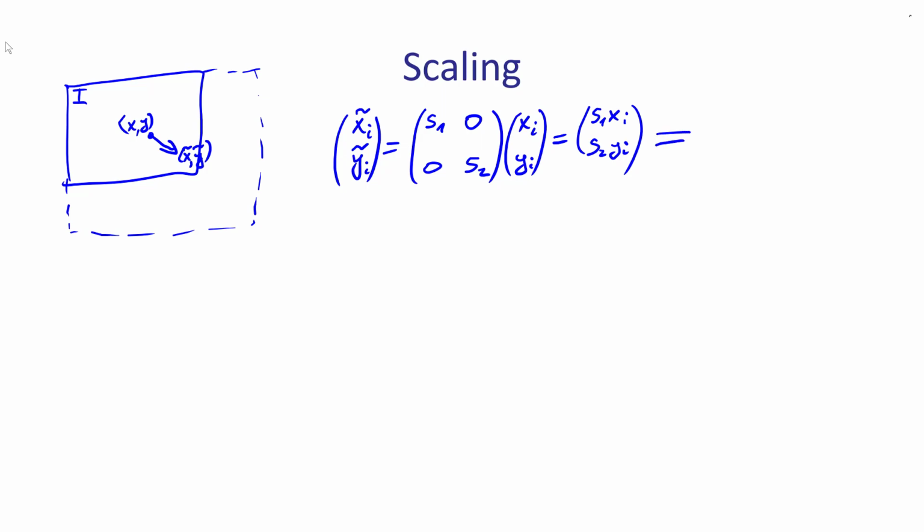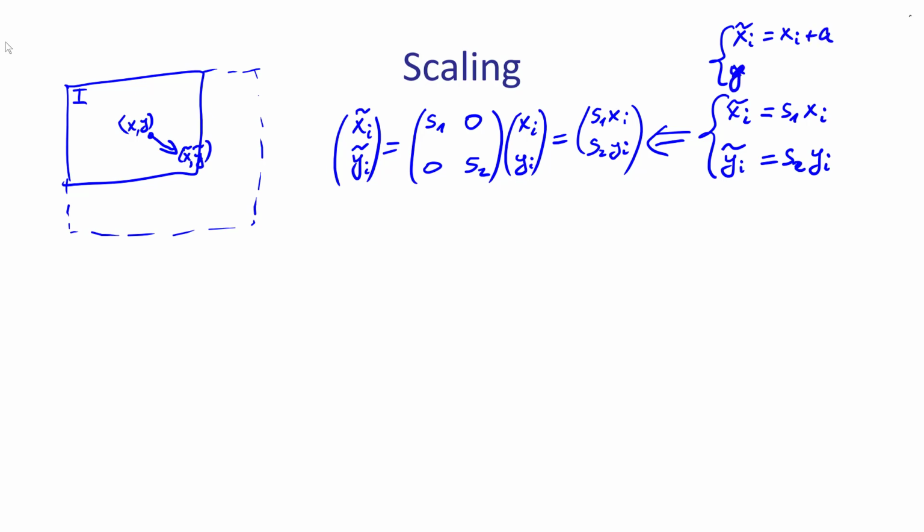And this is true basically because of the simple equations. So xi tilde equals S1 xi, scaling of the first location, and yi tilde equals S2 yi. This is the scaled second location. Just to remind you that translation was xi tilde equals previous xi plus a, and yi after translation was yi plus b.